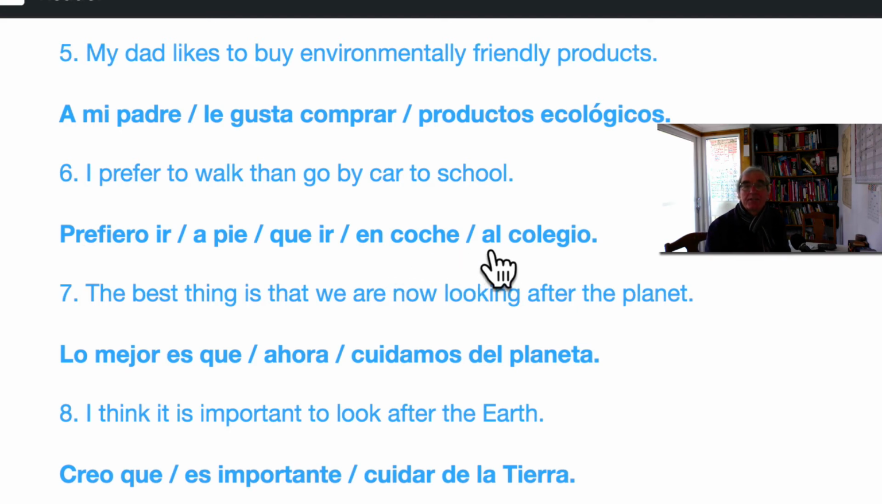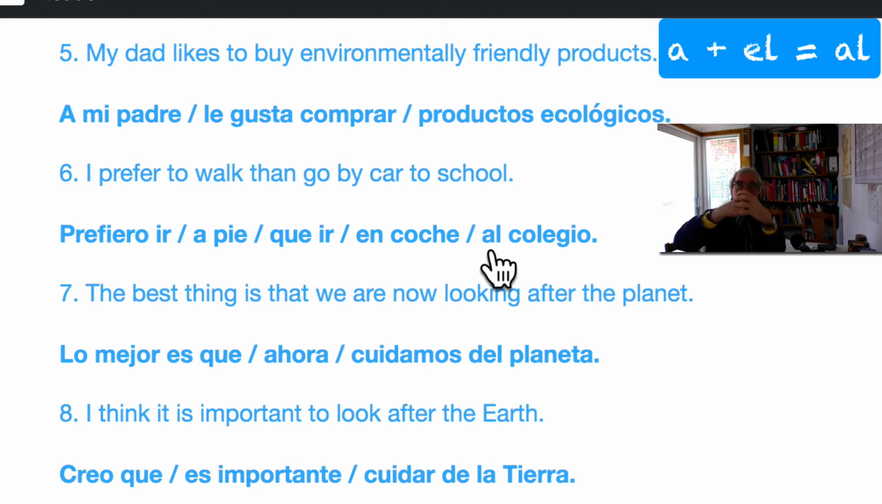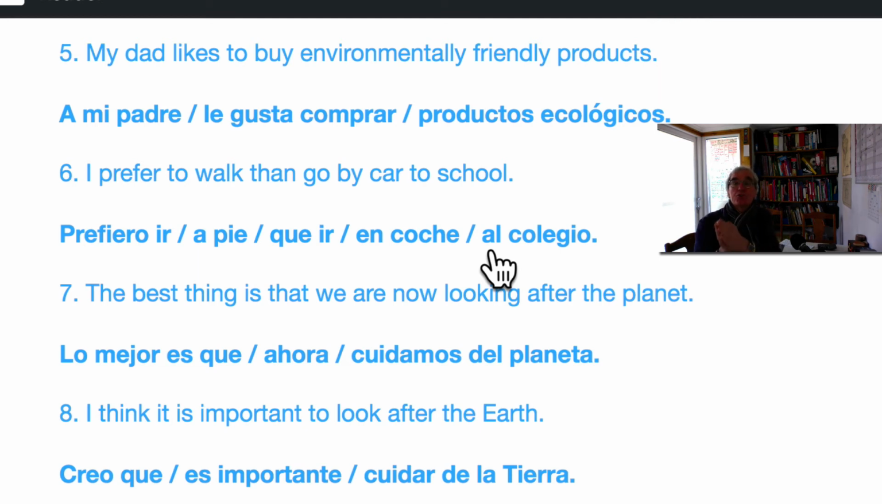And last but not least, we've got al colegio. Al is a fusion of a and el, going together to form al. Okay? To school. Literally the words mean to the school. Let's pop that all together. Prefiero ir a pie que ir en coche al colegio.